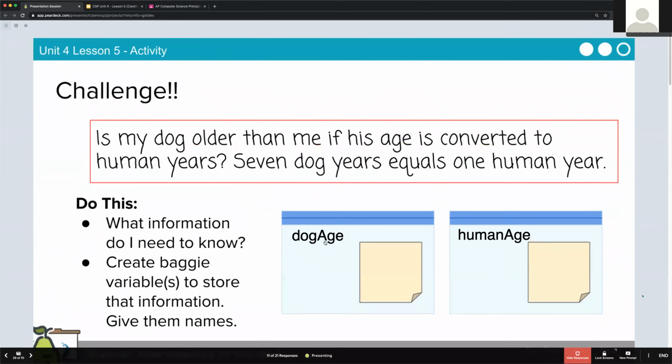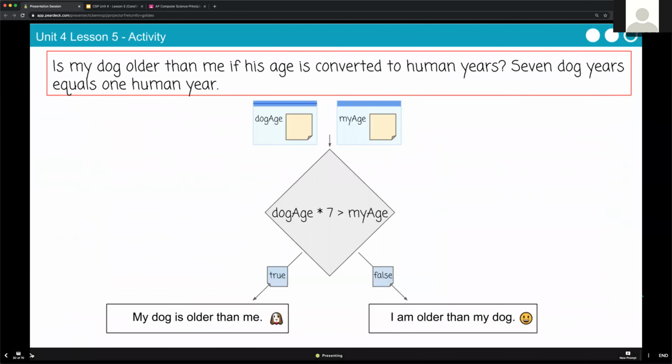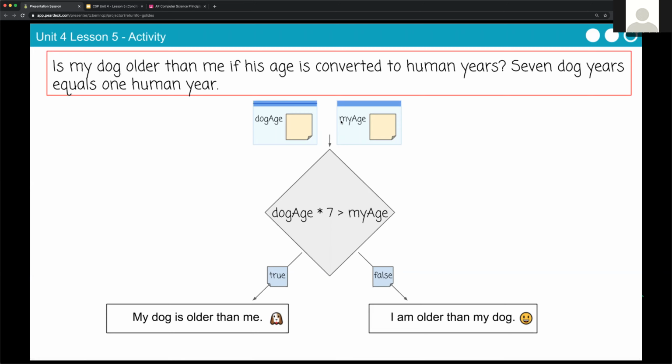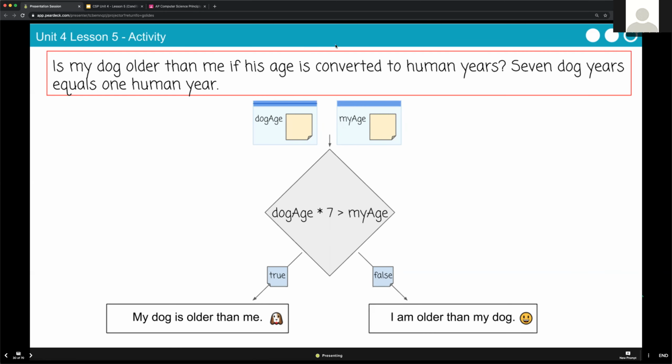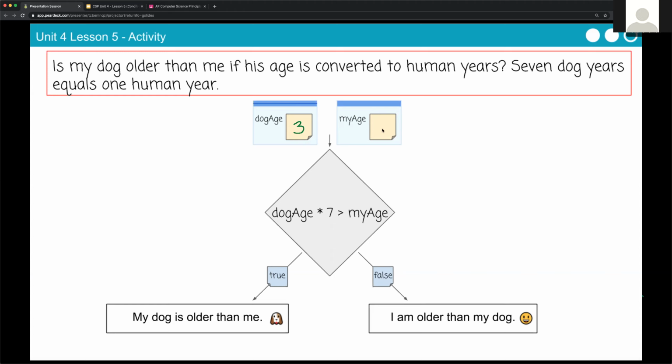I think I use dog age and human age on this next slide, so that's what we will see. So here we got dog age and my age, right? We're pretending that I am the human. Let's think of an example here. Let's say that my dog is 3 years old, and most of you all are about 17, so let's go ahead and put 17.